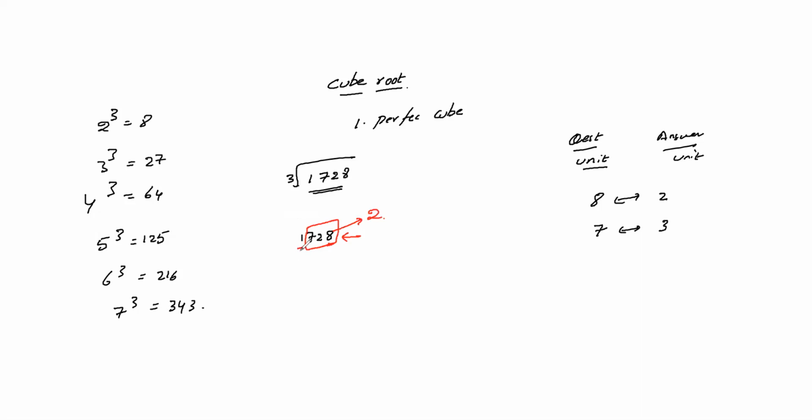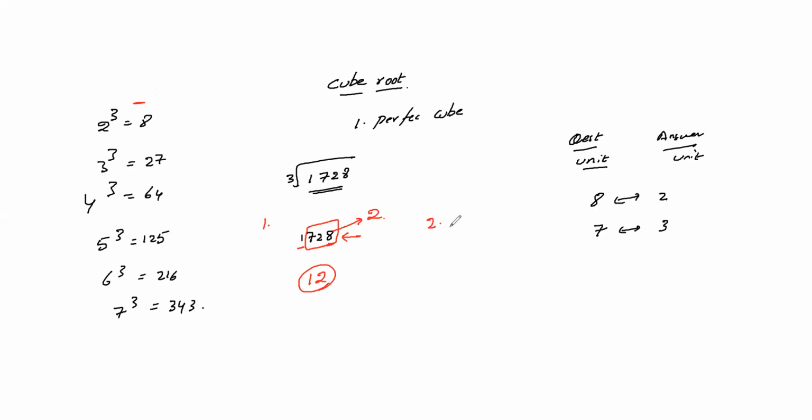And here 1 is nothing but 1 only. It is in this portion, which is less than 2. When it is less than 2, it will be 1 only. So the answer is 12. If you want, you can check it. So the answer for the cube root of 1728 is 12. Very easy, easier than square root. Let's see one more example.